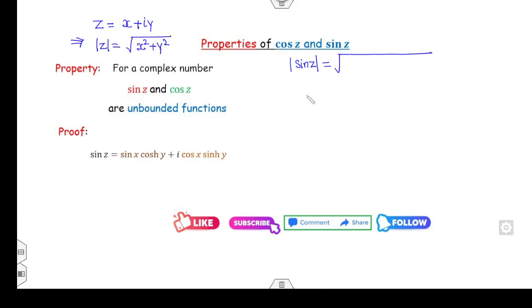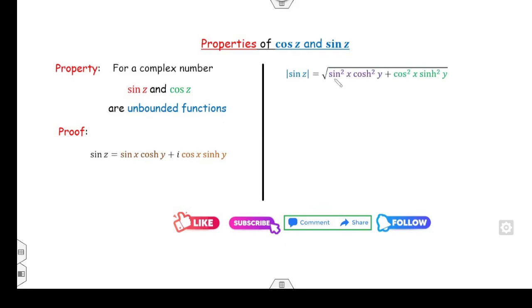Then I can substitute x as my real component, which becomes sin square x cos hyperbolic square y plus the imaginary part cos square x sin hyperbolic square y. I can substitute all the terms in terms of the sine by using the property of the hyperbolic: cos hyperbolic square minus sin hyperbolic square is equal to 1. So I can substitute the value of cos hyperbolic square y, which is 1 plus sin hyperbolic square y.